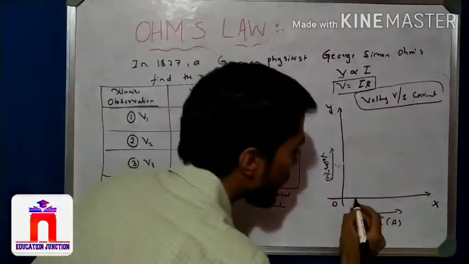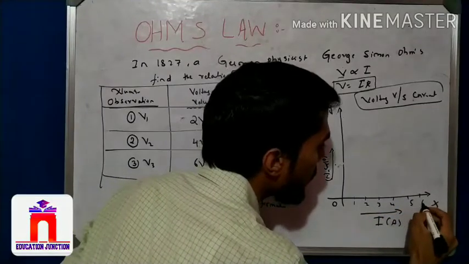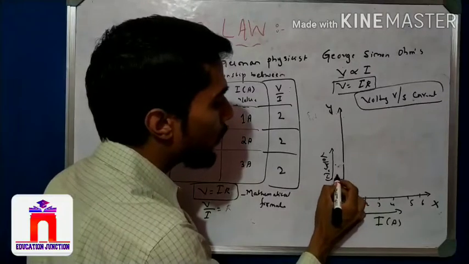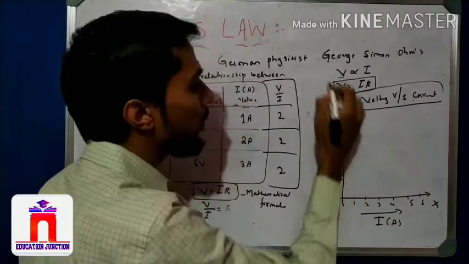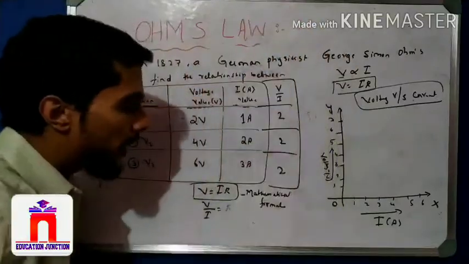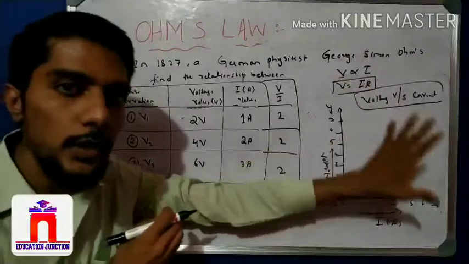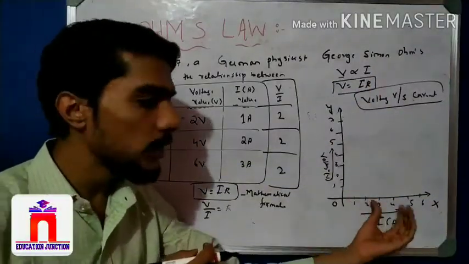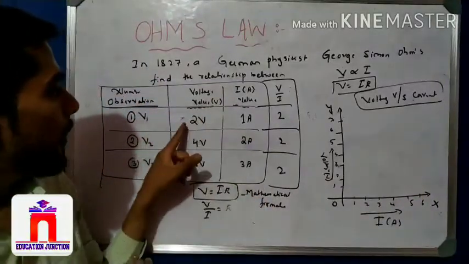Now I can take a simple scale: 1 ampere, 2 ampere, 3 ampere, 4, 5, and 6 ampere. Sorry, it's ampere. Now here 1 volt, 2 volt, 3 volt, 4 volt, 5 volt, 6 volt, and 7 volt, and so on. Now plot the graph. At home you can use graph paper, and you know how to write the scale, 1 centimeter, 2 centimeter. So write the scale, and now along with me write the values.